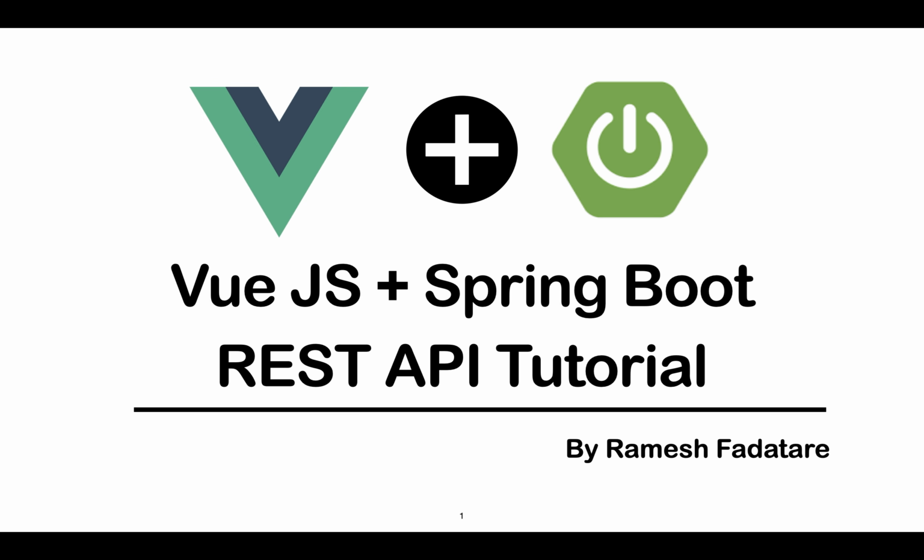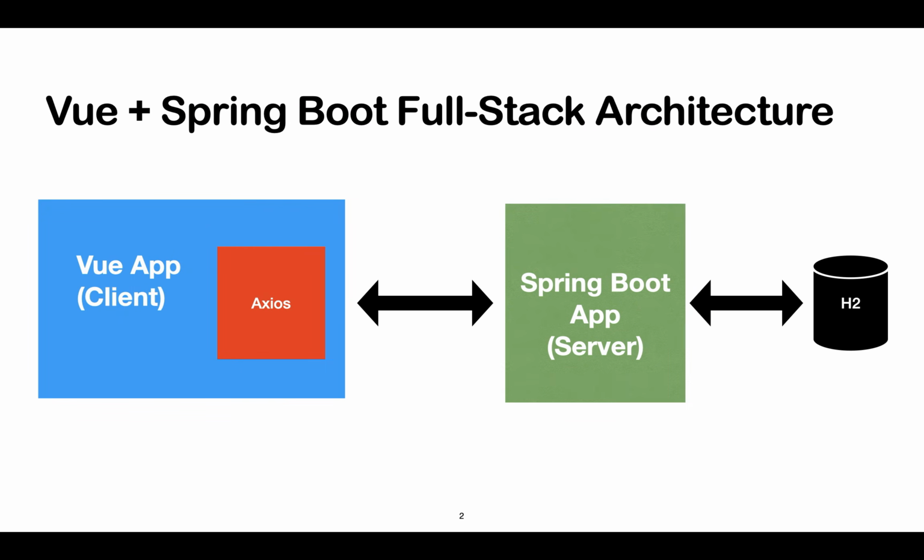Alright, great. So look at here, this is a simple Vue Spring Boot full stack application architecture. This is basically a client server architecture. At the client side we have a Vue application, and at the server side we have a Spring Boot application. Spring Boot application exposes the REST APIs, and at the database level we are using H2 in-memory database. You can replace the H2 database with MySQL database or PostgreSQL database, Oracle database, etc.